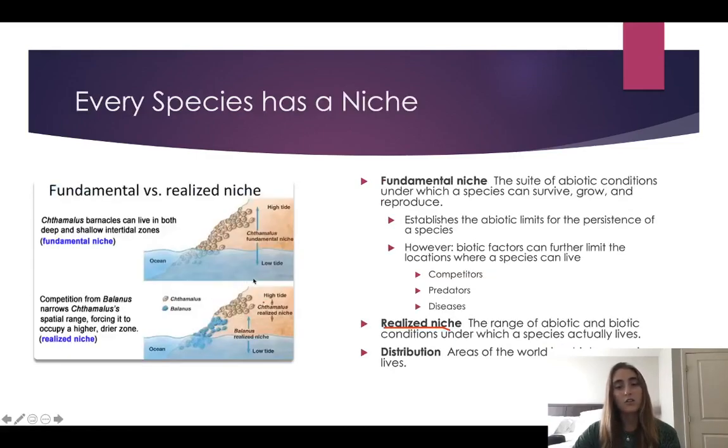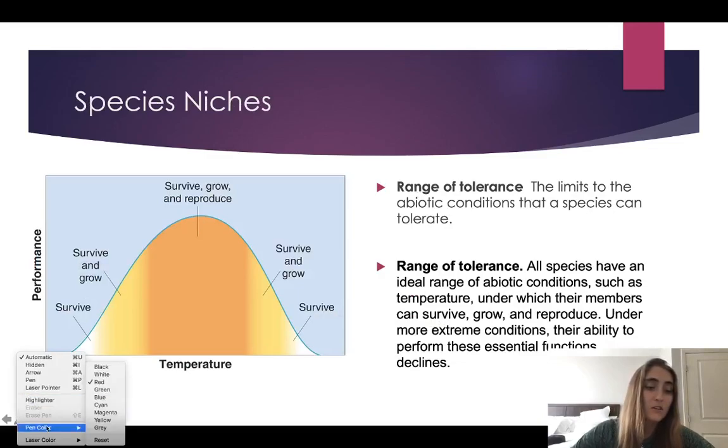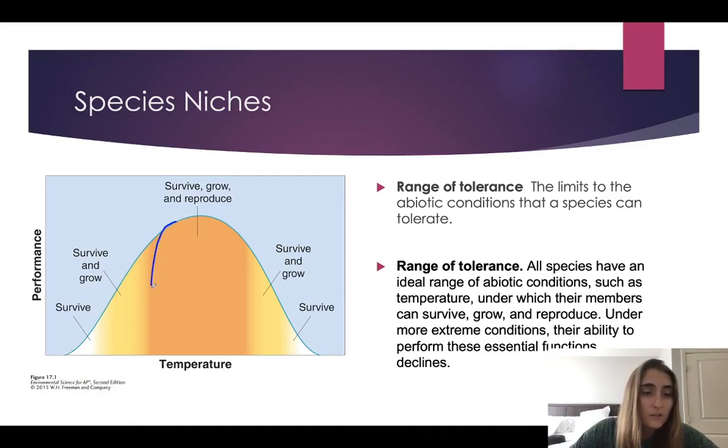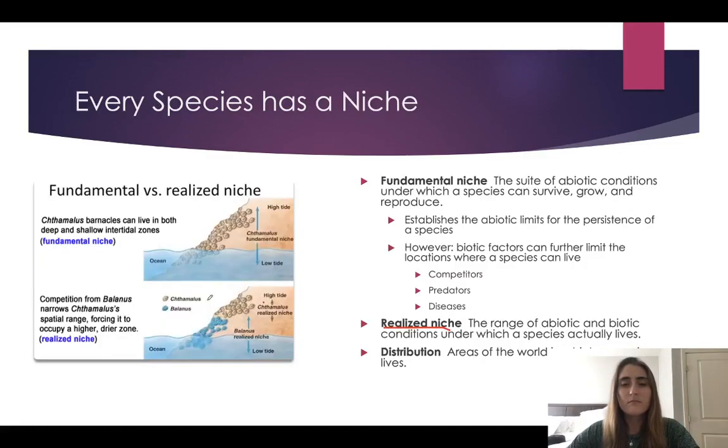Now, within that range of tolerance, we have something called a fundamental niche. The fundamental niche is still talking about those abiotic conditions, but it's the ones where the species is going to thrive. If we go back to this image here, the fundamental niche is going to be this big orange section right here. I'm going to call this FN for fundamental niche. It's where species can survive, grow, and reproduce, or what I'm calling thrive. That's this area right here. So the fundamental niche is where we'll see the most superior amounts of growth.